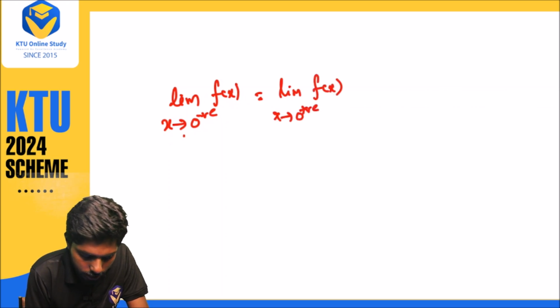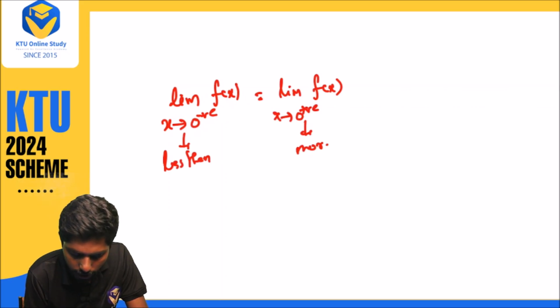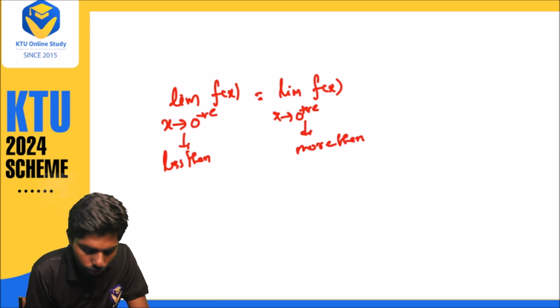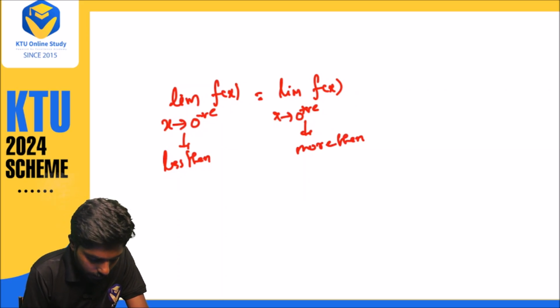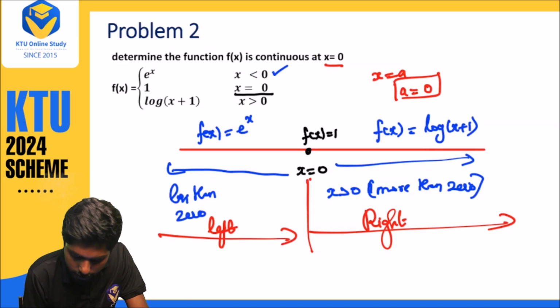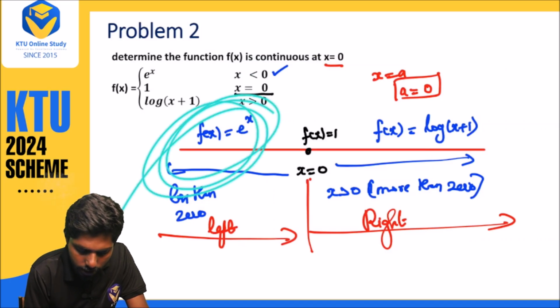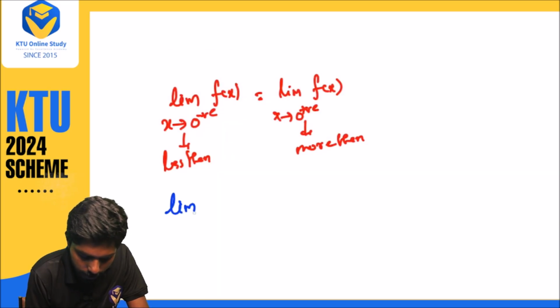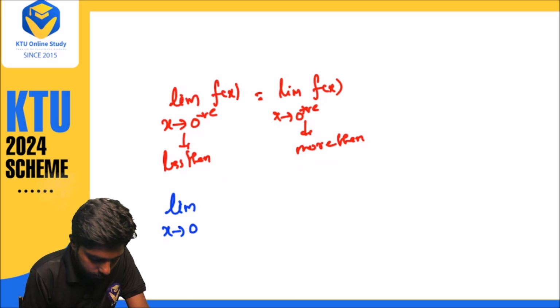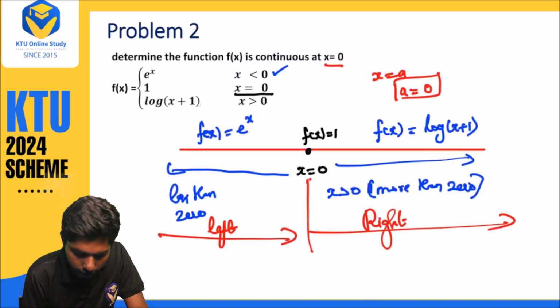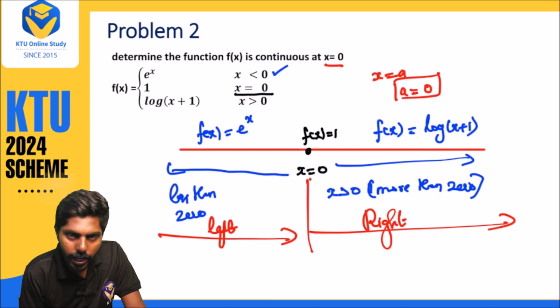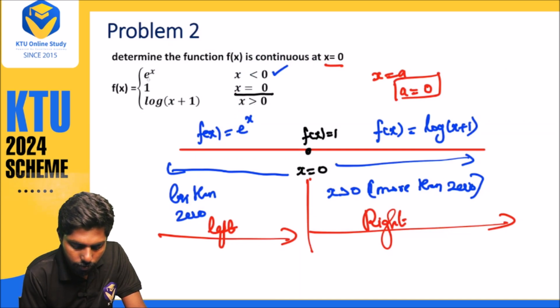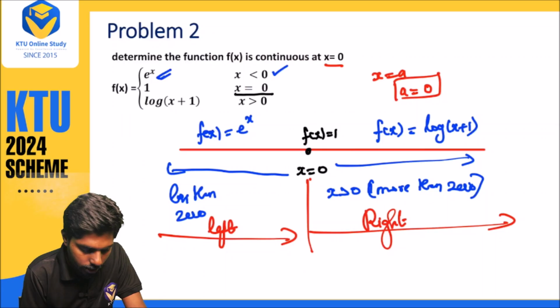So this is indicating less than, and this is about more than. From the diagram even we can take the answer. When it is less than, it is f of x, and more than means log x. So we take limit x approaches 0, f of x. From the diagram even we can take what our f of x is. Our f of x is e power x.